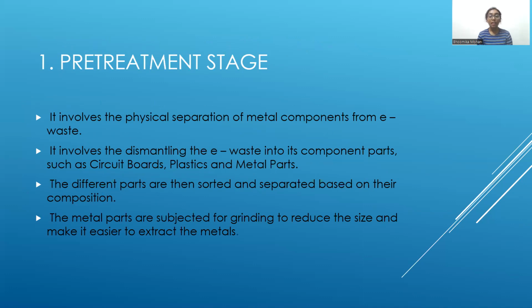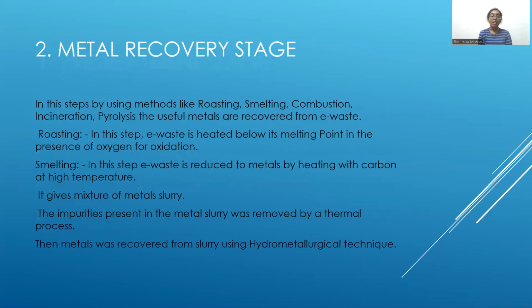It involves dismantling e-waste into its component parts such as circuit boards, plastic, and metal parts. The different parts are then sorted and separated based on their composition. The metal parts are subjected to grinding to reduce the size and make it easier to extract the metals. Next is the metal recovery stage.